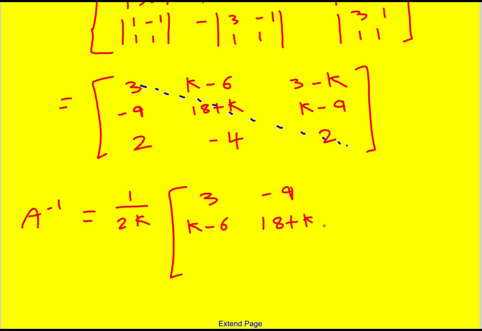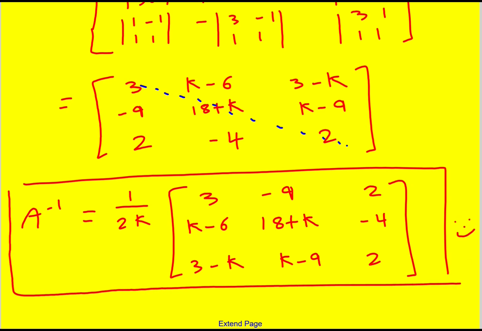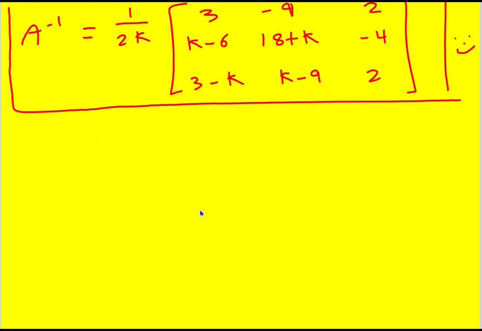18 plus k, and then this is swapping around, so we're going to get 2 and 3 minus k, k minus 9, minus 4 and 2. And that is our inverse matrix. No need to multiply through by 1 over 2k, just leave it like this. Okay, on to part B.